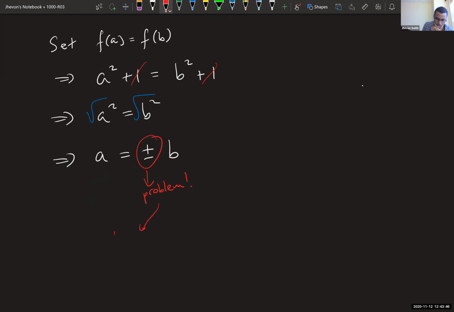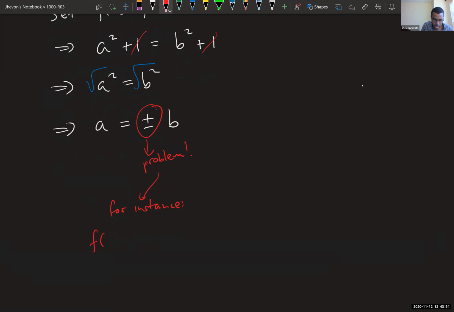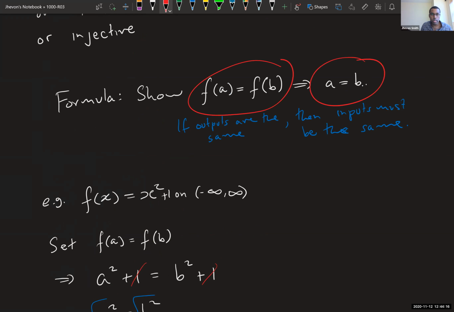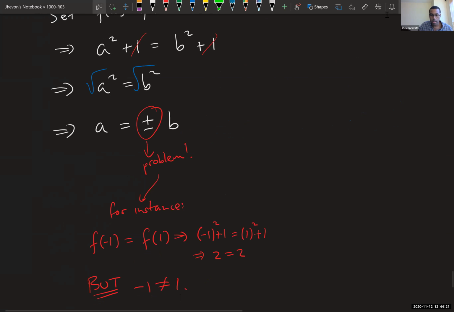For instance, you'll notice that f of -1 is equal to f of 1, right? Because if I take -1 squared plus 1, it's the same as 1 squared plus 1. These would both be equal to 2, but clearly -1 is not equal to 1. So the first equation is true, but the second one wasn't. That would be how you'd recognize it by a formula.